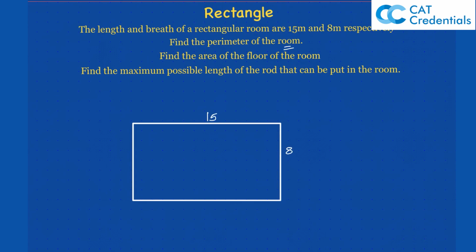What is the perimeter? 2L plus 2B. So 2 into 15, 30, plus 2 into 8, 16, which will be nothing but 46. That will be the perimeter of the room.